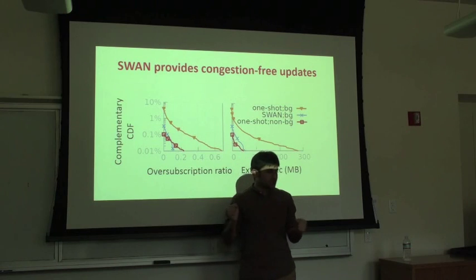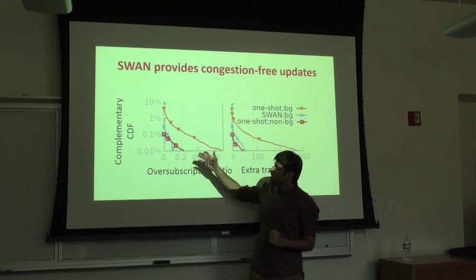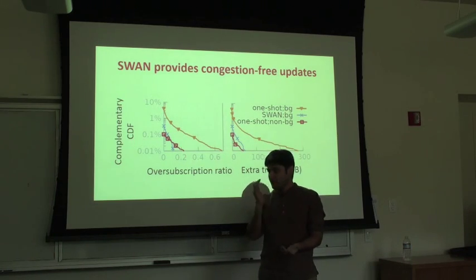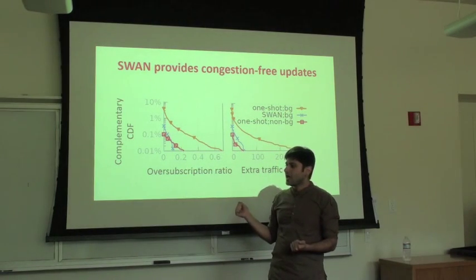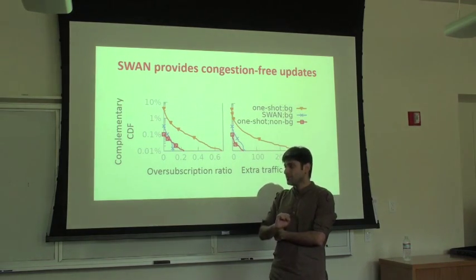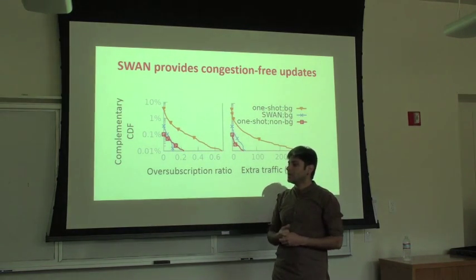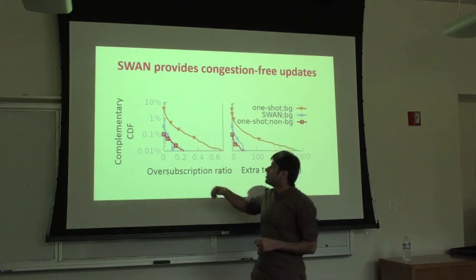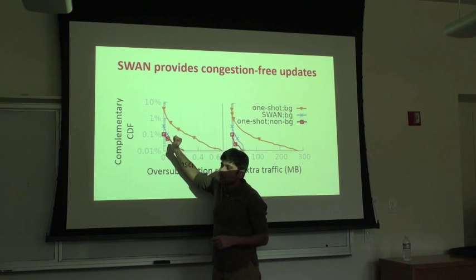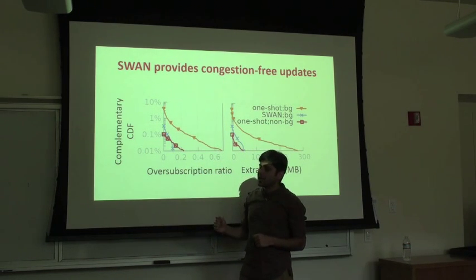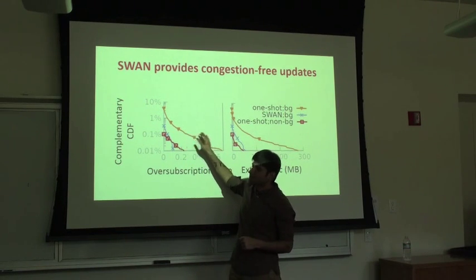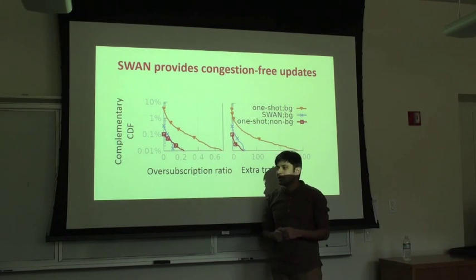So here's what's happening in this experiment. Take a week-long trace. Every 5 minutes we change the network, and based on the change of the network, you can simulate if you did the updates one shot, how much the link will get oversubscribed by. So even this is not going 100%, because in basically 90% of the cases, even if you did it one shot, nothing bad happens. But there are all these other cases, around 0.1% of the cases, where you'll essentially see a heavy oversubscription.